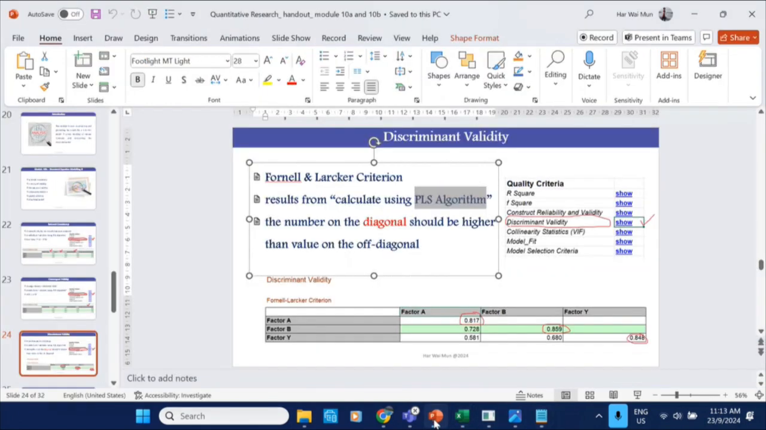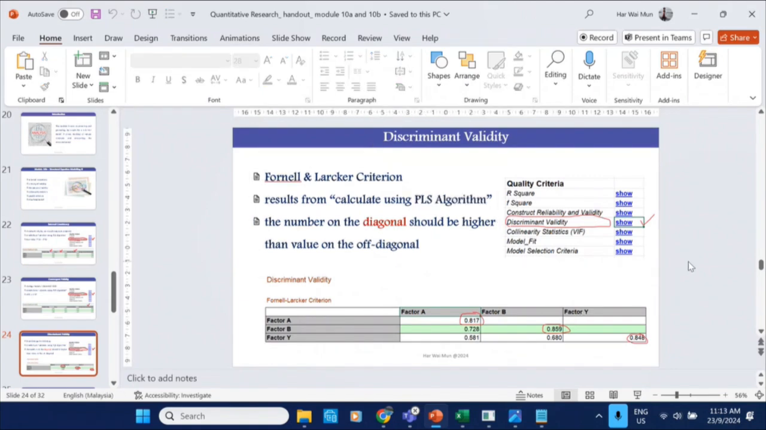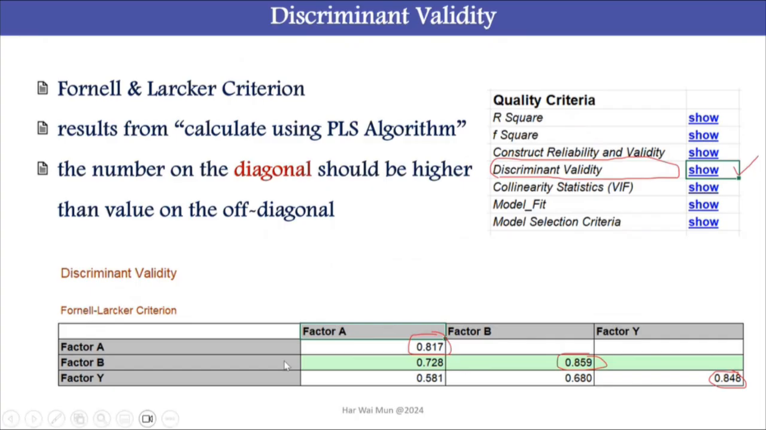Okay, you see. So how to interpret this one? The number on the diagonal should be higher than the values off the diagonal. So the diagonal is this one. I make it bigger, right?